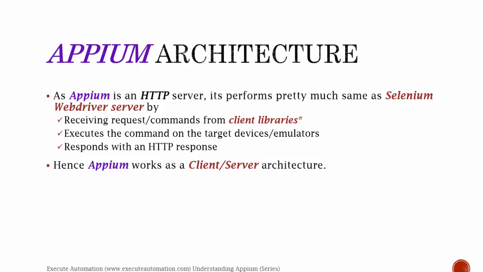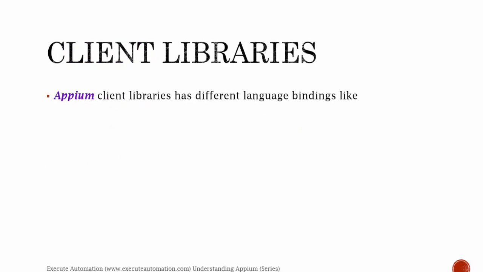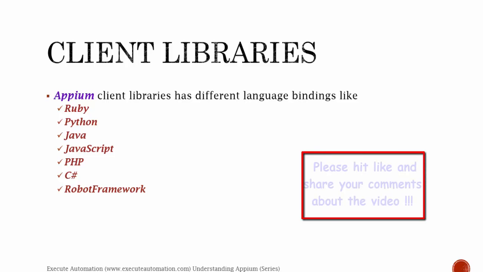As we already told, the Appium client libraries have different language bindings like Ruby, Python, Java, JavaScript, PHP, C Sharp, and even Robot Framework. So all these languages are supported by Appium's client library, and based on that, Appium is actually working. So this is the very simple introduction of the architecture of Appium, right?